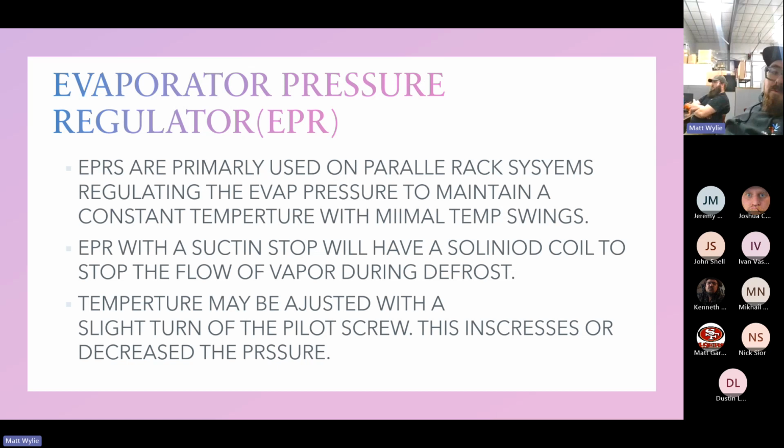EPRs with a suction stop will have a solenoid coil to stop the flow of vapor during defrost. Temperature may be adjusted with a slight turn of the pilot screw. This increases or decreases the pressure. Clockwise is more, counterclockwise is less, because more spring pressure would be the opposite. Right?